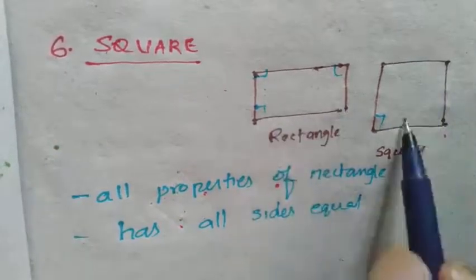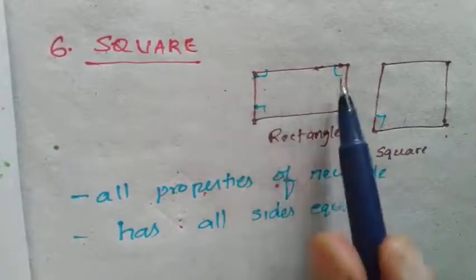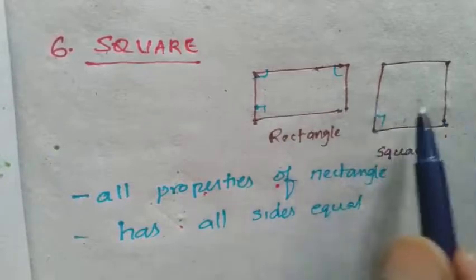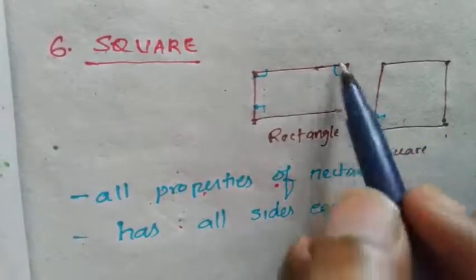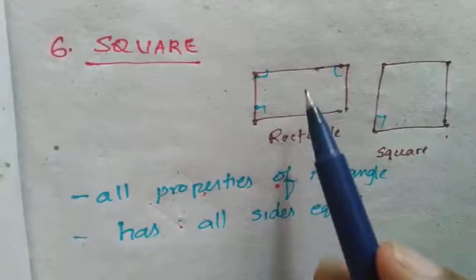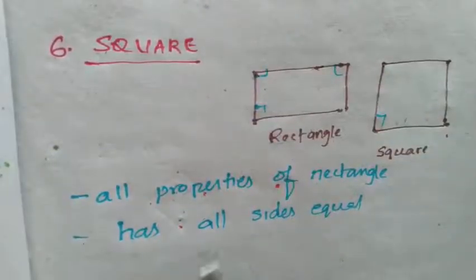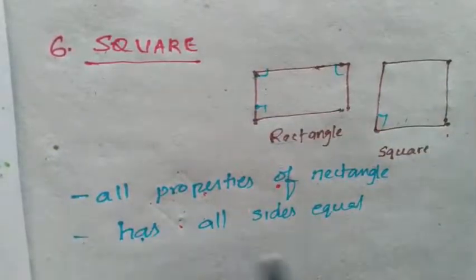Opposite sides are parallel, opposite sides are equal. Here also opposite sides are equal. So in addition to all properties of a rectangle, which we have already discussed above, it has one more property. What is it? All sides are equal.